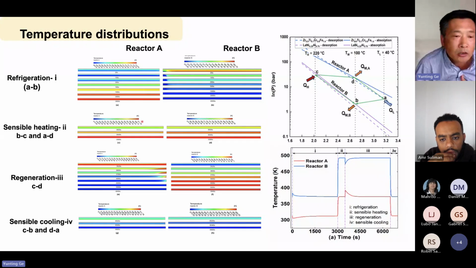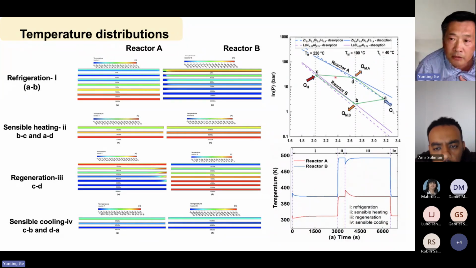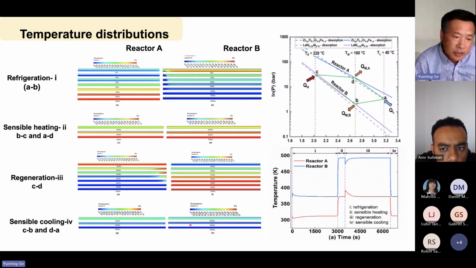And also we have some transition processes. That one is the transition process from B to C and A to D, which simply heats up both reactors. And for this regeneration process from C to D, you can see that reactor A is the absorption process, and reactor B is the desorption process. You can see the temperature is similar to the previous one. And the final one is the transition process from C to B and D to A.